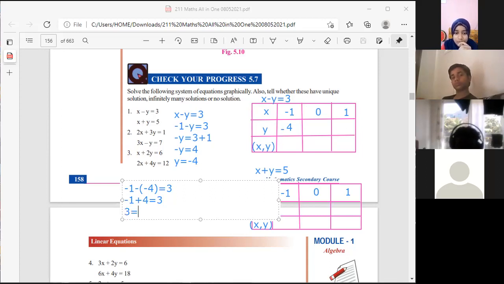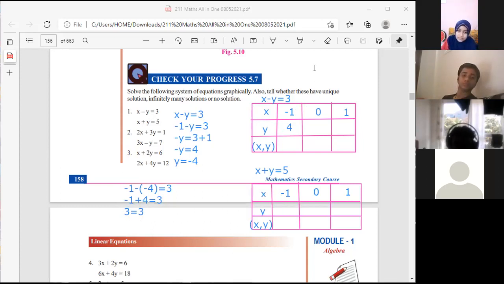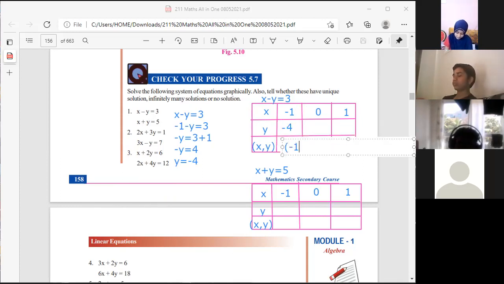3 equal to 3. Yes or no? Yes, teacher. So our answer is going to be -4. Okay, what is the point going to be then? -1, -4.